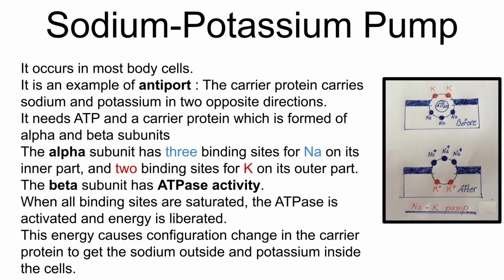The alpha subunit has 3 binding sites for sodium on its inner part, and 2 binding sites for potassium on its outer part. The beta subunit has ATPase activity. When all binding sites are saturated, the ATPase is activated and energy is liberated. This energy causes configuration change in the carrier protein to get the sodium outside and potassium inside the cells.